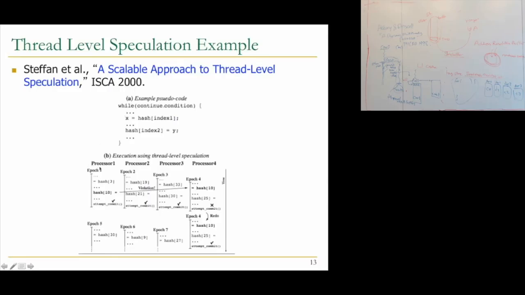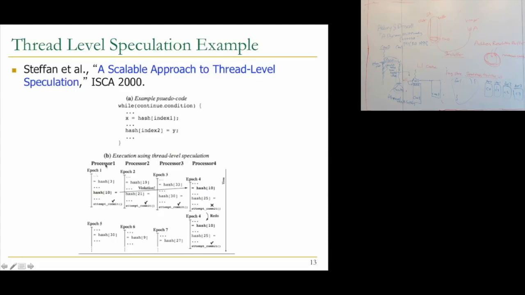For example, processor 1 reads from hash 3, but that's okay. No other processor has written into index 3. Processor 2 reads from 19. Processor 3 reads from 33. Processor 4 reads from 10. So the fourth iteration reads from index value 10. And it turns out the first iteration actually writes to index value 10. So this dependence needs to be detected somehow.